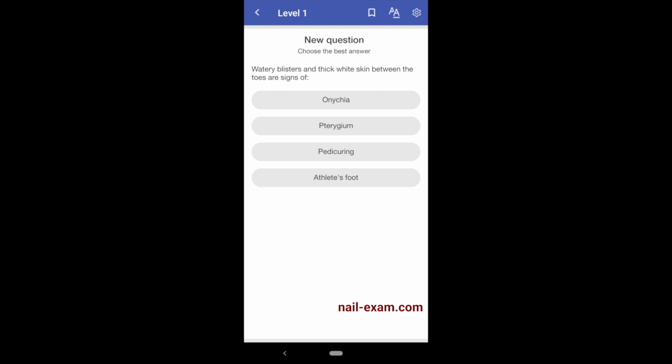Watery blisters and thick white skin between the toes are signs of. Answers: A. Onychia. B. Pterygium. C. Pedicuring. D. Athlete's foot. The answer is D.